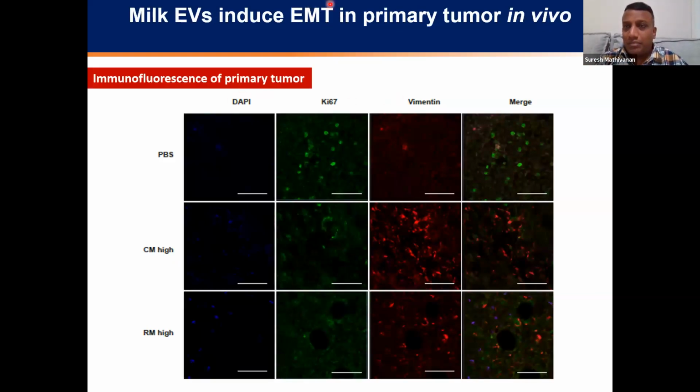Again, EMT is epithelial mesenchymal transition, where the epithelial cells gain mesenchymal attributes and they can migrate. In this case, you can see PBS alone. There is proliferation; Ki67 is a proliferation marker. Vimentin, which is a mesenchymal marker, is low. But the moment you treat with commercial milk and raw milk EVs, you can see the proliferation is reduced, as well as the Vimentin signature is increased, suggesting that cells go into a mesenchymal phenotype.